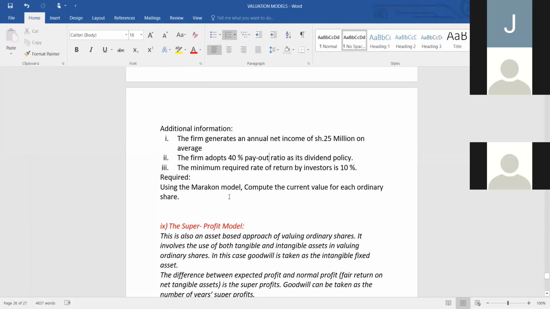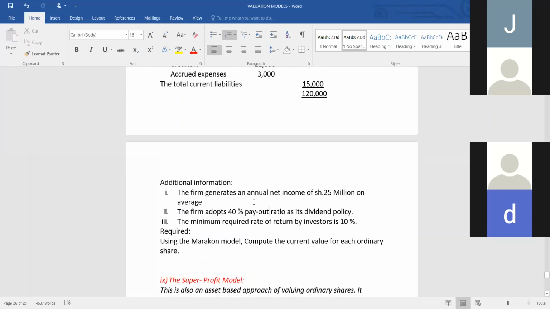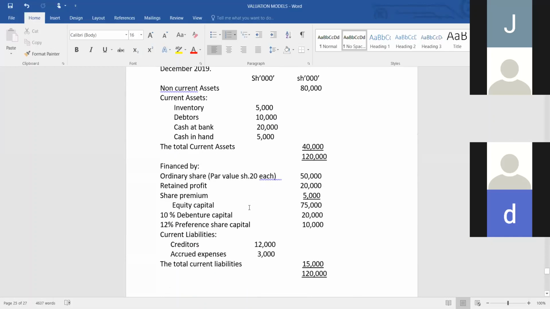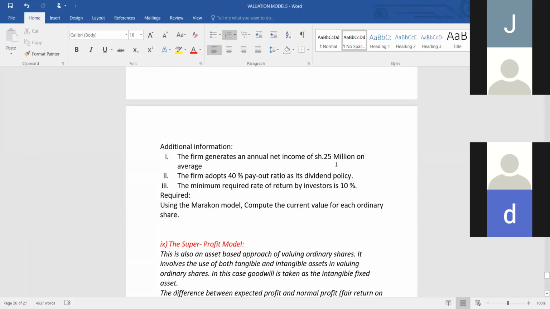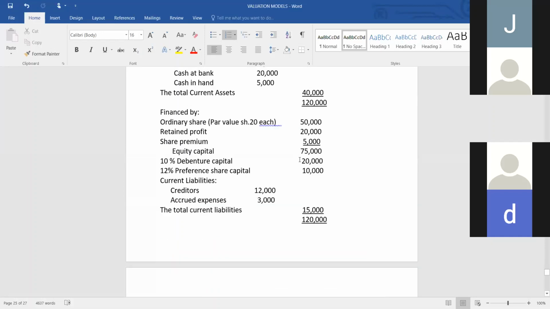Return on equity is net income divided by equity. Net income is 25 million. How much is equity? From the balance sheet, we know equity is 75 million. So return on equity is 25 million divided by 75 times 100, which is 33 and 1/3%. That's a third.